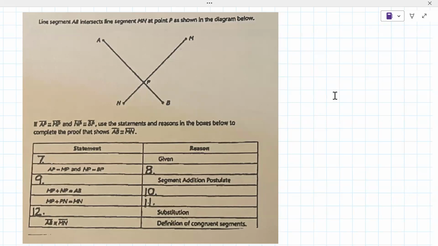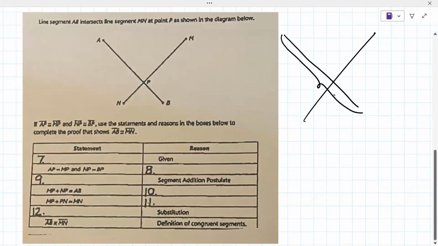Sometimes it's good to have a big picture, kind of like your game plan when you're playing sports. We're hoping to prove that the whole segment here equals the length of the whole segment here by showing that since the two pieces are the same, the whole thing must be the same. You break them apart, and if these pieces are the same and those are the same, then the whole thing's the same. So we're going to work through it.